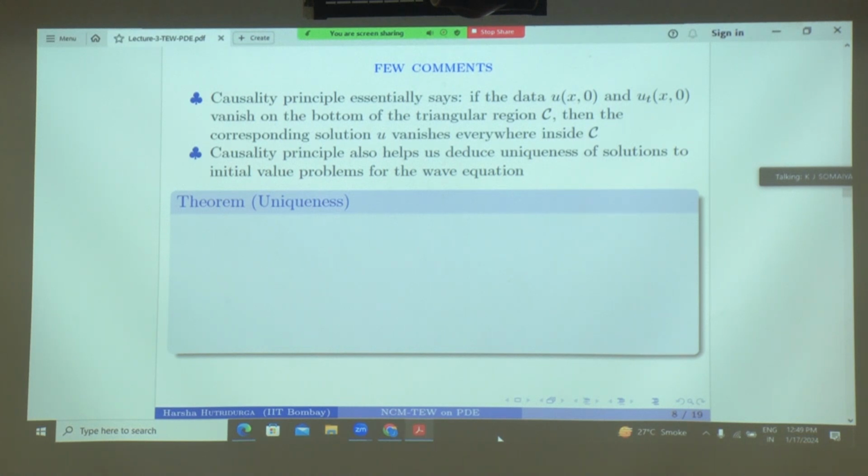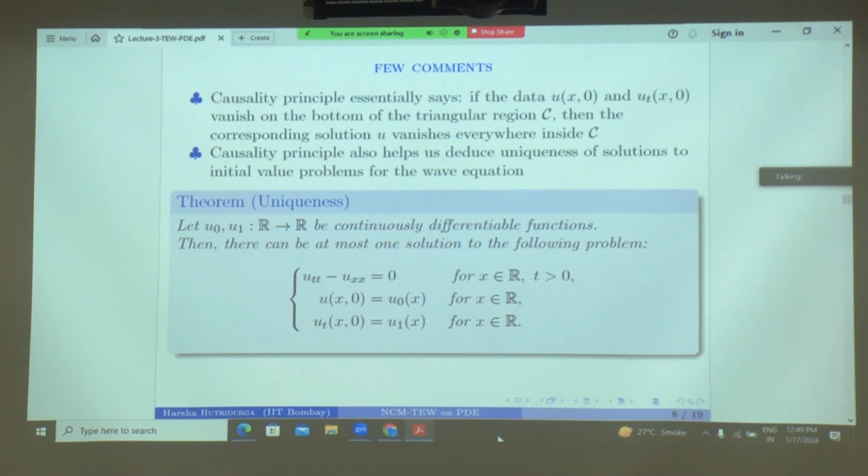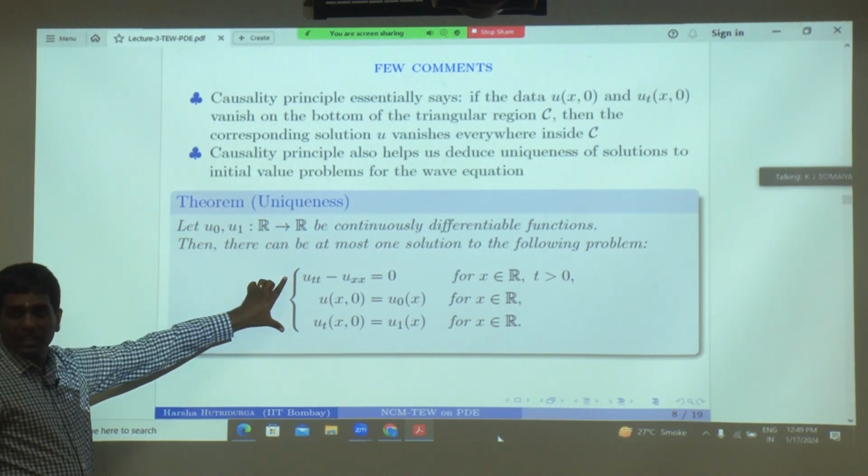But if we trust the causality principle about this triangle, you can actually prove uniqueness to this problem. It says the following: you give me two functions, u0 and u1, continuously differentiable functions. These are just functions of the x variable, real valued functions. Then you consider this initial value problem.